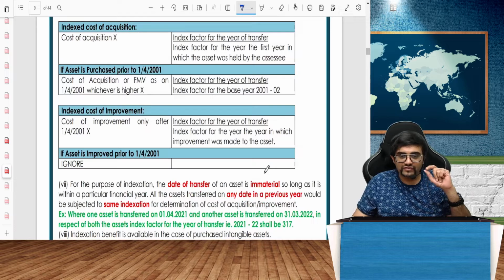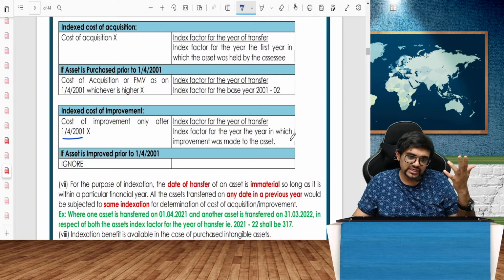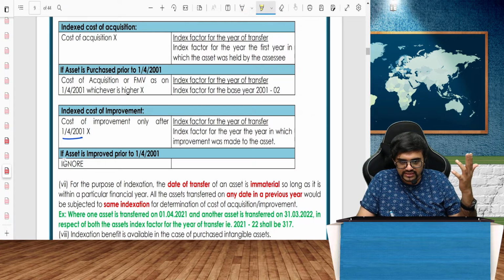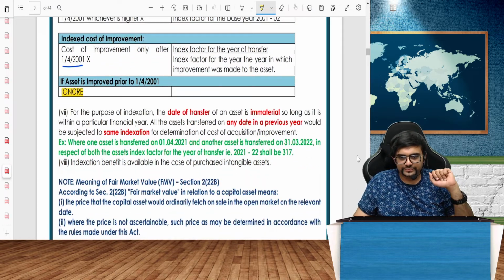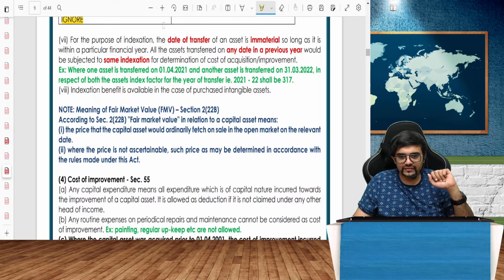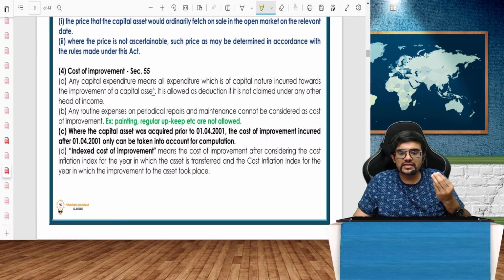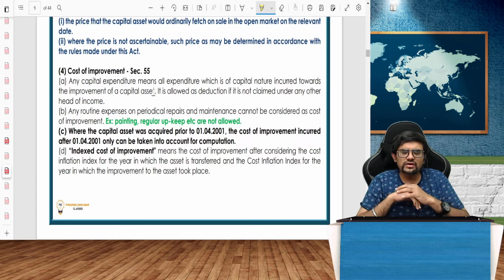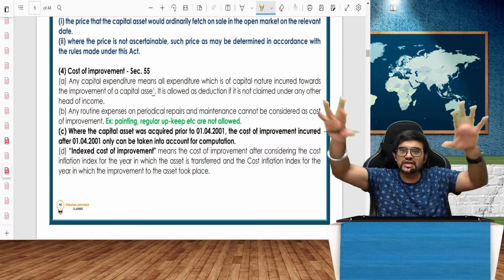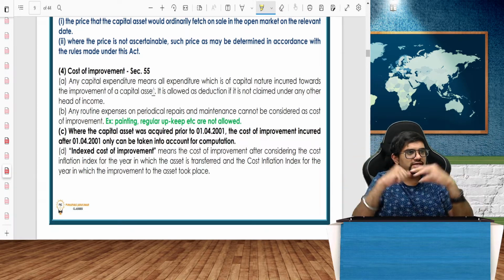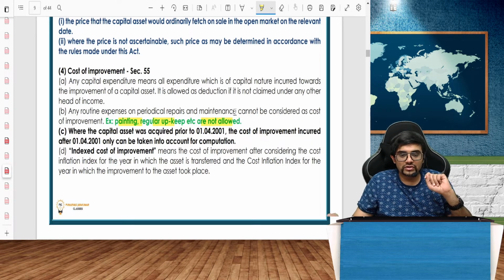But for cost of improvement, only after 1/4/2001 can you do the indexation. Any cost of improvement prior to 1/4/2001 you should ignore. Very, very simple. So fair market value is whatever it will fetch in the ordinary market. If I do painting, normal painting, or cleaning of the house, will I say cost of improvement? I hired from Urban Company for full cleaning of the house. I paid 5,000 rupees. Cost of improvement? No. So painting, regular upkeep, etc. is not allowed. Definitely not allowed.